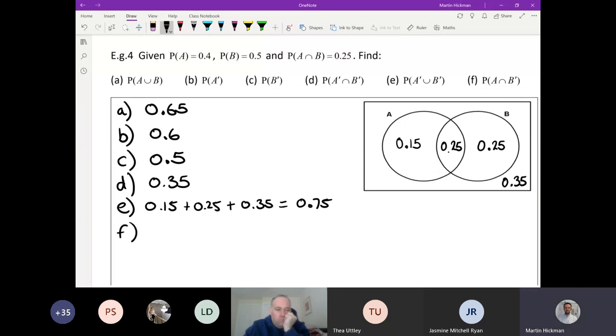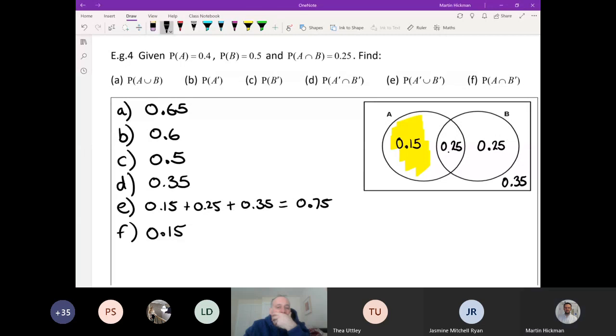And then finally, the probability that it's A and not B is just simply 0.15. It's just simply this part here, because this is where A is happening and B is not happening.